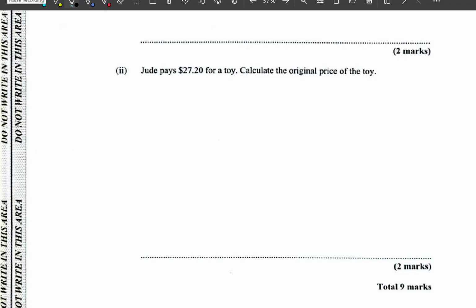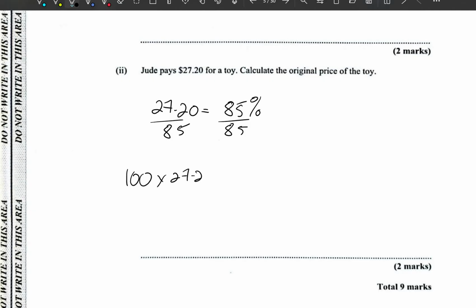Part 2 tells us that Jude pays $27.20 for a toy. They want to calculate the original price of the toy. So that means that $27.20 is going to be the price after the discount of 15%. So if a discount of 15% was applied, that means that the price after the discount would represent 85%. So if we know that 85% is this, we need to find 100%. I would first find 1% by dividing both sides by 85. And then I would multiply this number by 100 to get 100%. So that'll be 100 multiplied by 27.20 divided by 85. And that is going to be $32 according to the calculator.